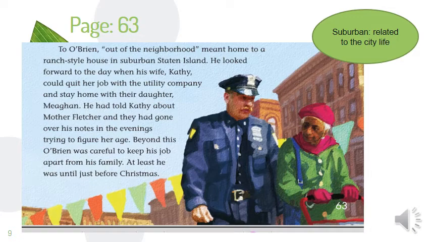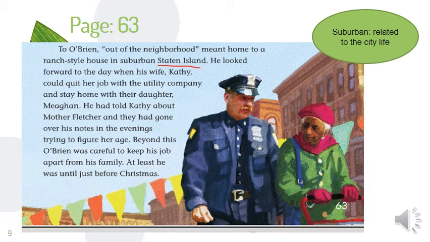To O'Brien, out of the neighborhood meant home. To a ranch style house in a suburban area. What is the meaning of suburban? It means related to city life. Staten Island. This is the place where he lives, in the state or in the city. He looked forward to the day when his wife Kathy could quit her job with the utility company and stay home with their daughter Megan. Okay, so she's working in a company that is like selling things.